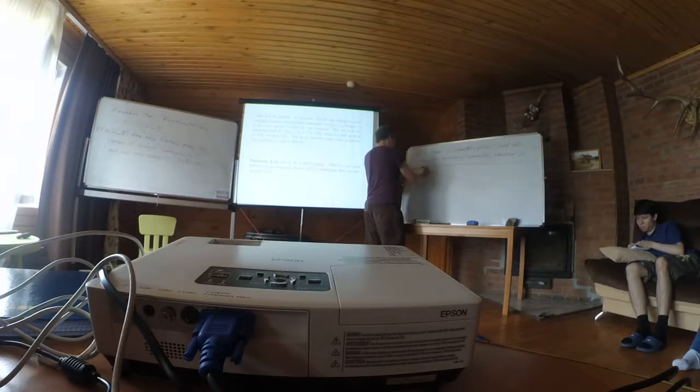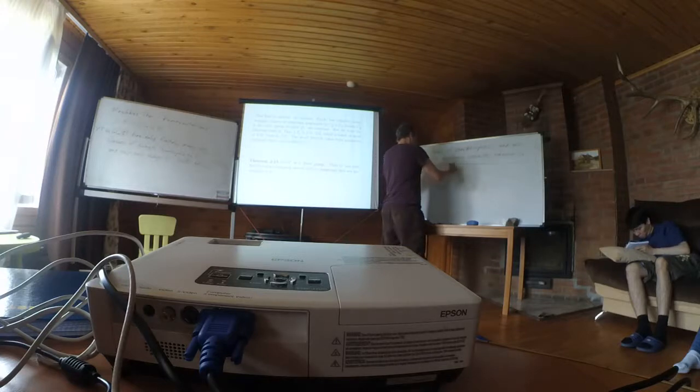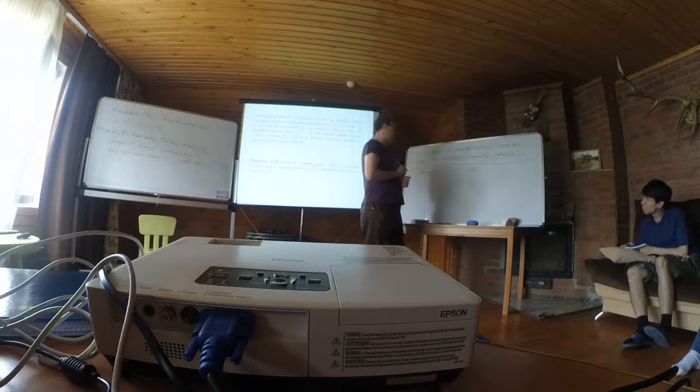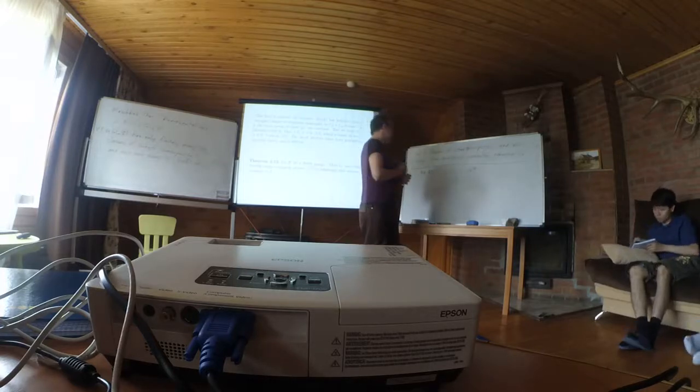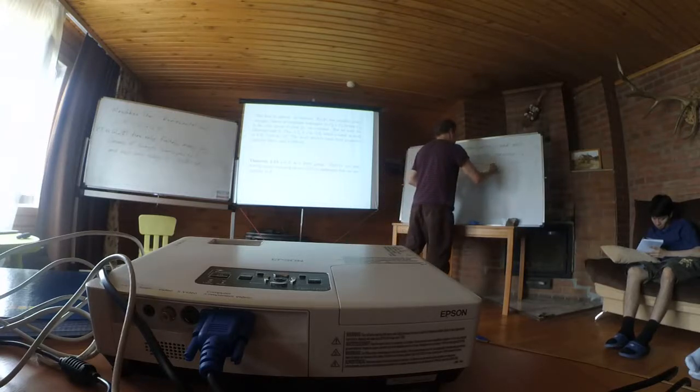Take some positive integer capital N. Look at the Cartesian product of capital N copies of G. G acts on this by simultaneous conjugation.